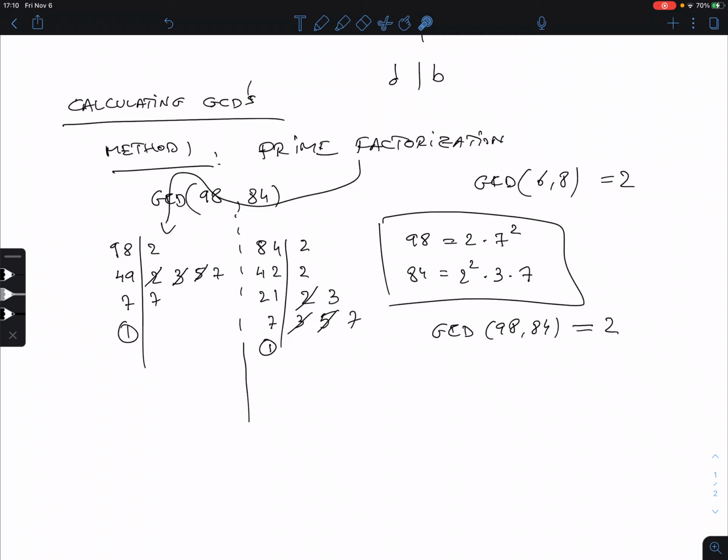The next prime is 3. Normally we don't do this, but I'll show you. 3 has the power 1 here. What is the power of 3 here? 0. So the smallest will be 3 to the 0. In other words, 3 will not be part of it.